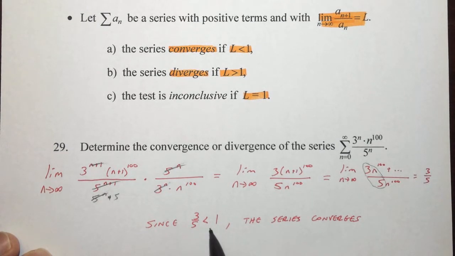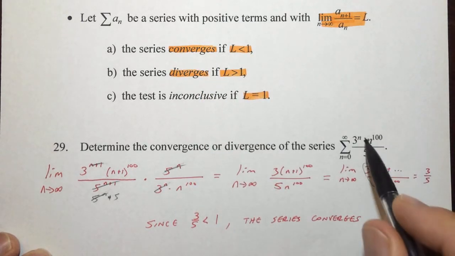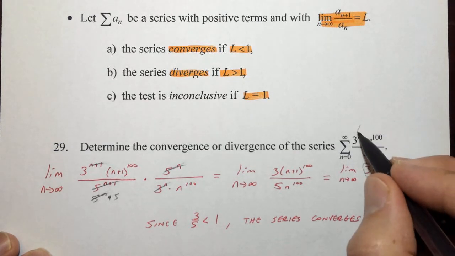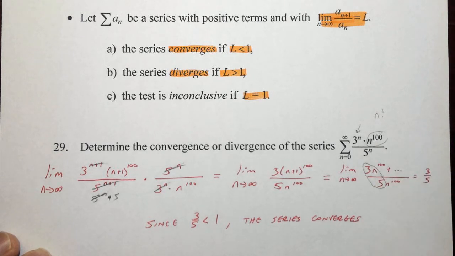Since 3/5 was less than 1, that meant that our series converged. So this ratio test works really well when we're dealing with exponentials, or factorials, or really large exponents. And it involves us taking the limit.